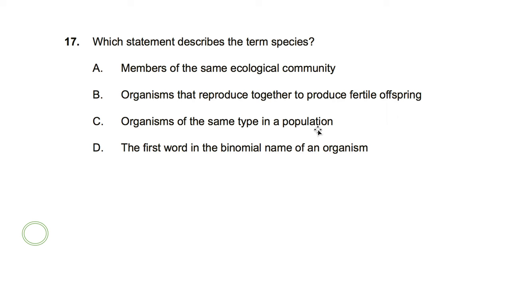Which statement describes the term species? We know there are many different definitions of species, and there's one here that you need to know. Is it A? Nope. B? Yes. Organisms that reproduce together to produce fertile offspring. This was the biological species definition, and this is the one you need to know. And again, it's not D. Why? Because the species is the second word in the binomial name of the organism.